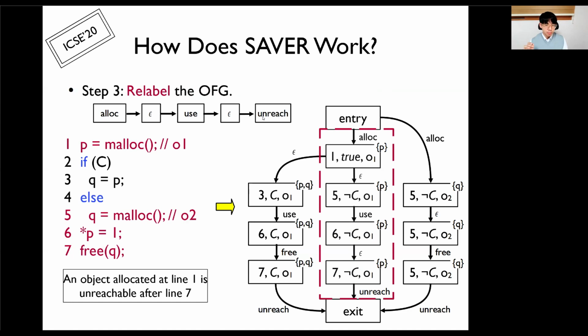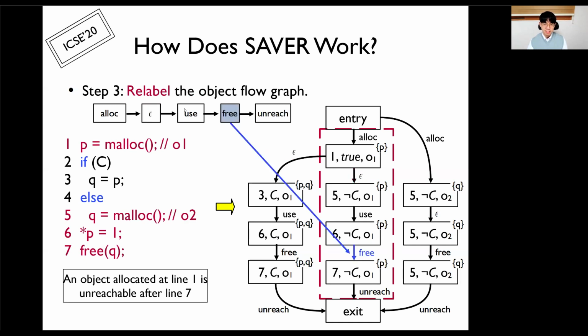So after finding this error path, Saber tries to relabel the object flow graph. Let's try to relabel the object flow graphs. For example, let's assume that we relabel the second edge, with epsilon, as an edge with the free statement. But as you can see, this labeling introduces a new error, use after free. This object is allocated and freed and then used. So this is use after free.